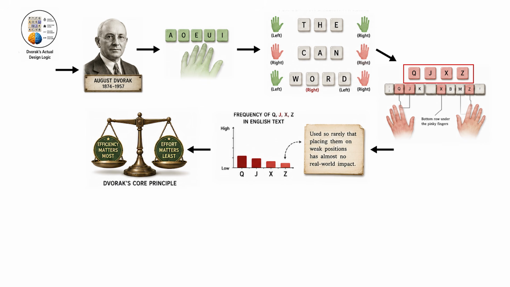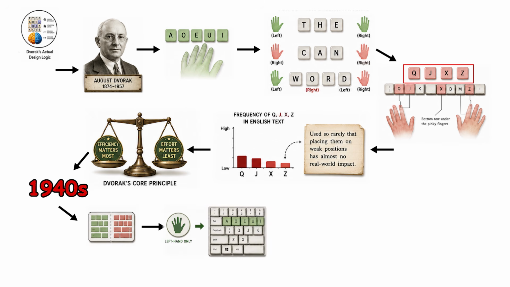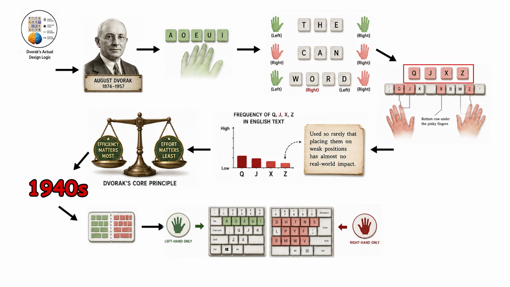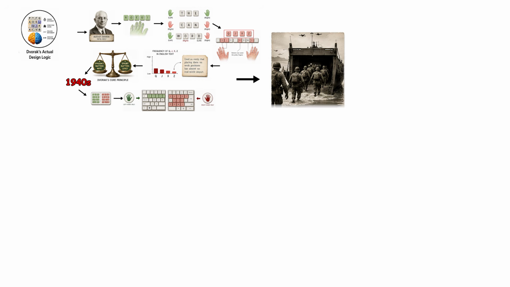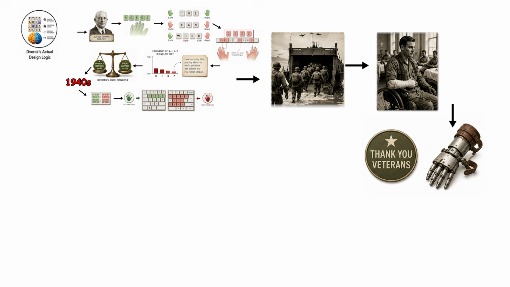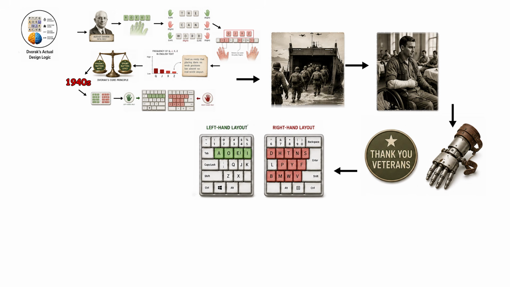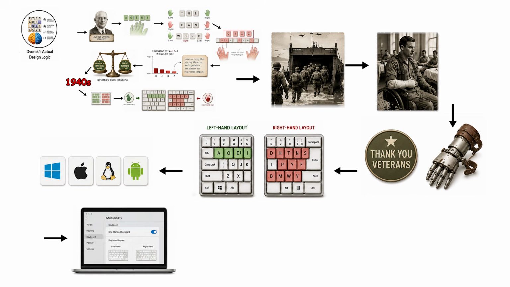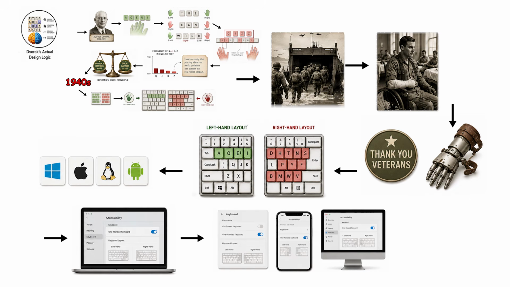Here's the detail almost nobody knows about Dvorak. In the 1940s, he designed dedicated one-handed variants of his layout, separate left-hand-only and right-hand-only versions, built for people typing with the use of only one hand. The timing lines up with the period it was designed for, a wave of veterans returning from World War II with limb injuries. These one-handed layouts are still built into the accessibility settings of every major operating system today, decades after the standard two-handed Dvorak layout became a niche choice. Almost nobody who uses a computer knows this option exists in their own settings.